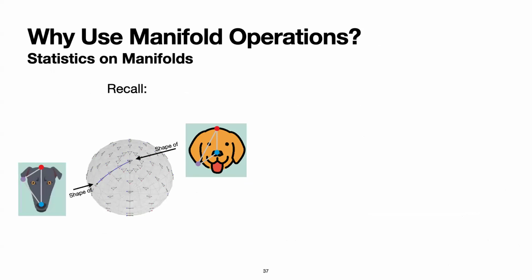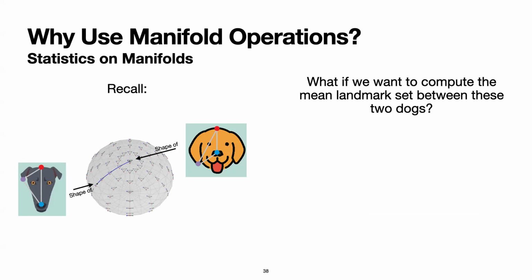Okay, so why use manifold operations? Based on the really great questions you're all asking, I think you get it, but we'll just do this anyway. So recall our original question of how to compute statistics on this manifold where each point is a different landmark set. What if we want to compute the mean landmark set between two dogs? Like computing the mean dog between these two dogs.